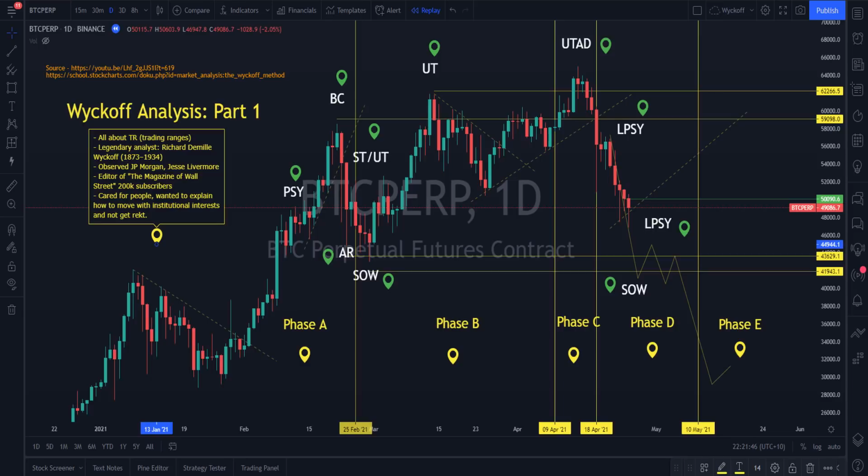A community member said that everyone needs to understand Wyckoff analysis. I couldn't agree more. It's really, really important for the psychological aspect of the market. I think one thing to keep in mind, Wyckoff analysis is all about trading ranges. That's a range of prices that either break up or break down. That's the central tenet of Wyckoff analysis.